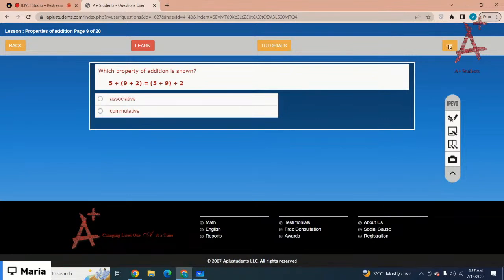Okay, which property of addition is shown? Which is the correct option? Associative or commutative? Yes, it is the associative property. You can see three numbers are involved. On both sides, the numbers are exactly the same: 5, 9, and 2. Just the groups are different. Here you make 5 plus 9, and here you have 9 plus 2. So it would be the associative property.